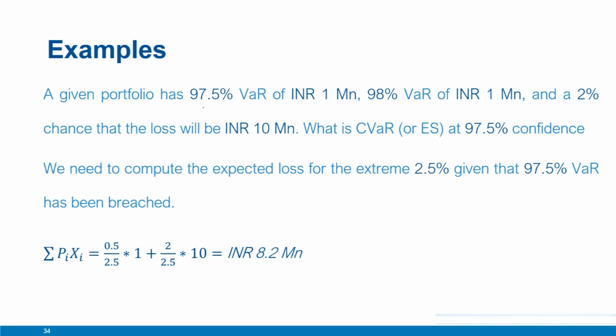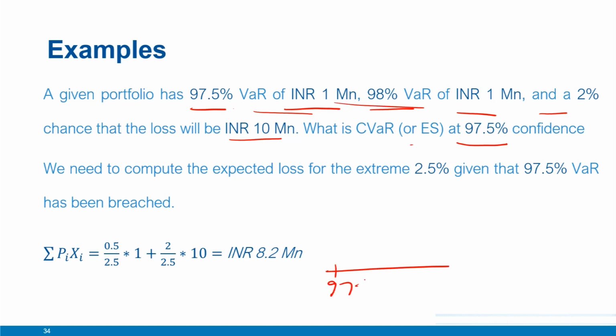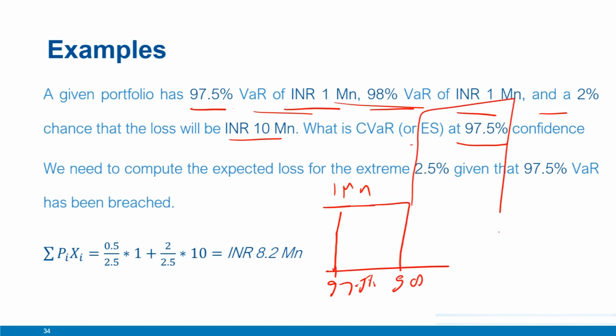Here it is given that 97.5% VaR is 1 million, 98% VaR is 1 million, and then a 2% chance that loss will be 10 million. And we are supposed to compute C-VaR or expected shortfall at 97.5% confidence. To simplify this problem, because these observations are discrete, we'll assume some kind of uniform distribution in the tail. That means at 97.5% VaR, it is given to us that this is the 1 million level. We'll assume it to continue till 98, and beyond 98 it is given that there is a 2% probability that loss can be 10 million.